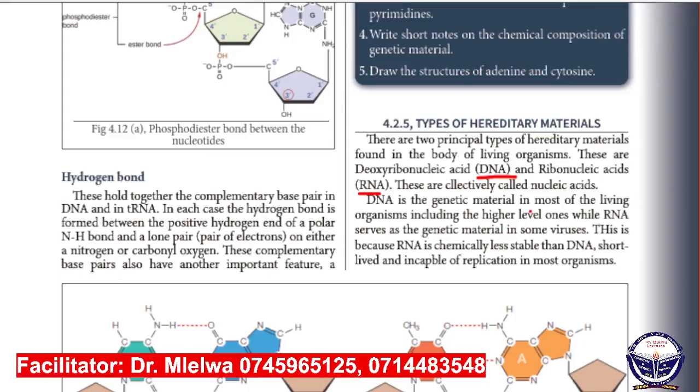Unaona bwana? So DNA is the genetic material in most of the living organisms, including the higher level ones, while RNA serves as genetic material in some viruses. Kwa RNA inaserve kama genetic material katika virus too, lakini DNA inaserve kama genetic material kwenye organism wengi. So this is because RNA is chemically less stable than DNA, short-lived and incapable of replication in most organisms. RNA ina shida gani? It is chemically less stable. Why? Tumeshadiscuss kule kwenye chemistry.